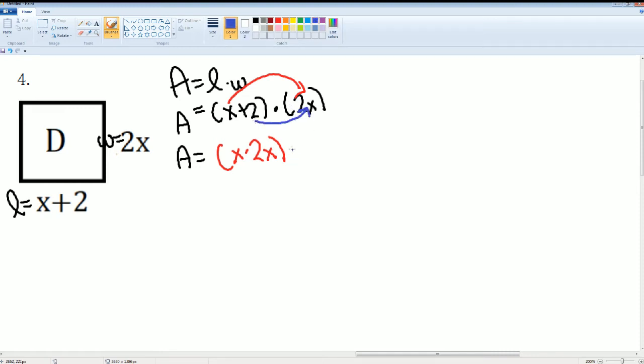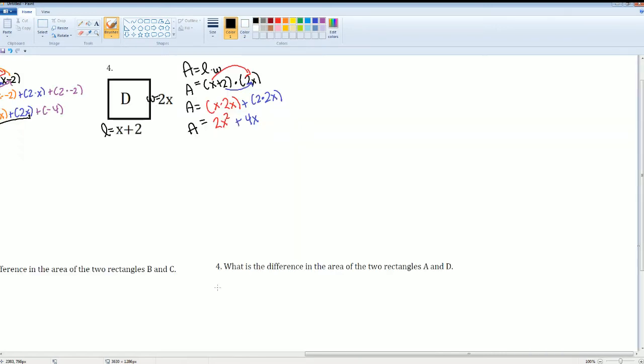2 times x. So add 2 times 2x. Okay, we only distributed once. Alright, let's see what we got here. Let's see. X times 2x, so that becomes 2x squared. Okay, add 2 times 2x becomes 4x. Okay, that's the area here.